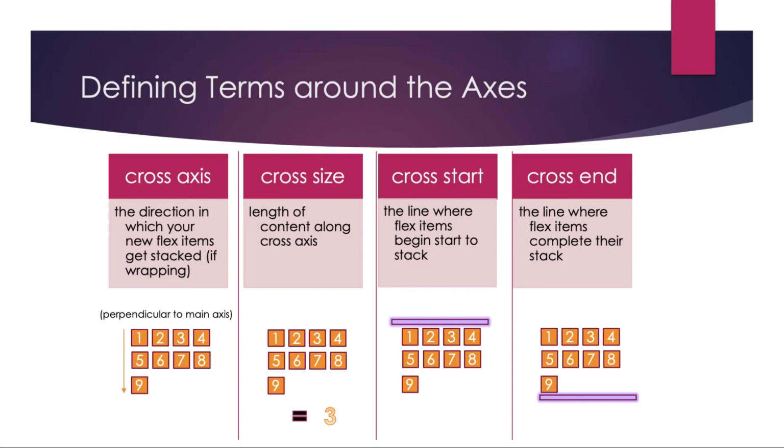Stay with me. So we mentioned at the very beginning, there's two axes, right? There's the main one, that's the direction that your items flow, and then there's the perpendicular one, the cross axis. Now we will define cross axis. You will notice a theme. Cross axis is the direction in which your new flex items get stacked. So if we were wrapping them around in a container, think of them that way, this is the direction in which they get stacked, always perpendicular to the main axis. The cross size is the length of the content along your cross axis. The cross start is the line where the flex items begin to start stacking, and then your cross end is the line where the flex items complete their stacking.